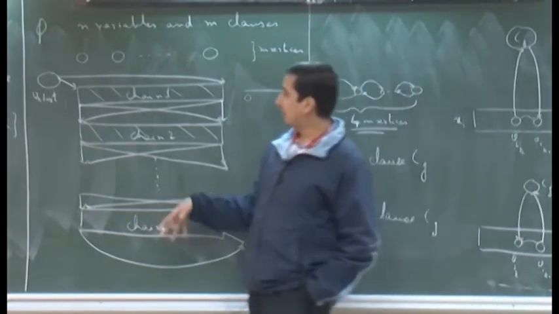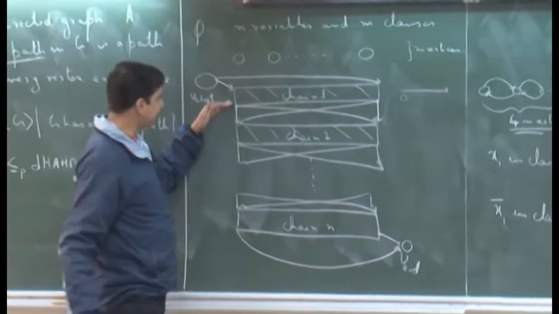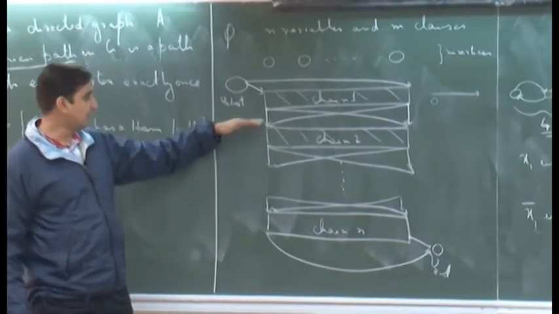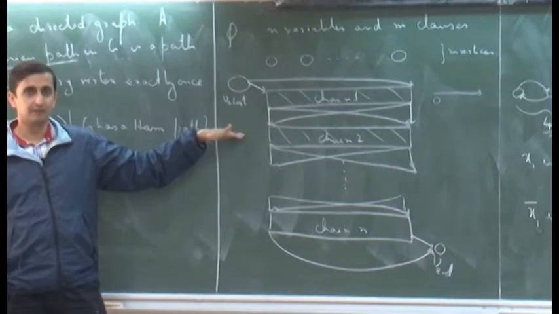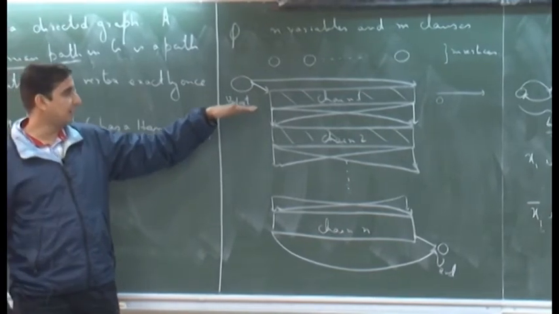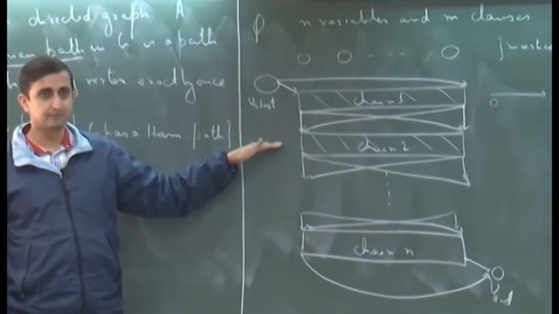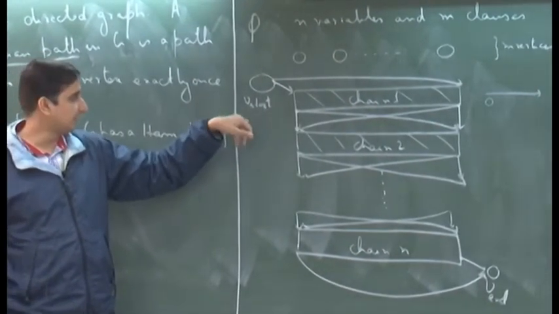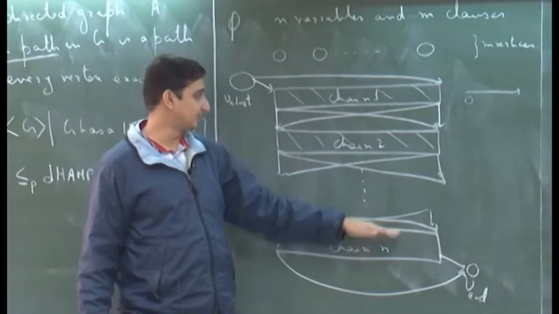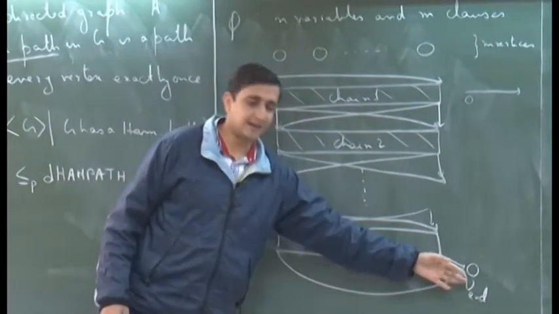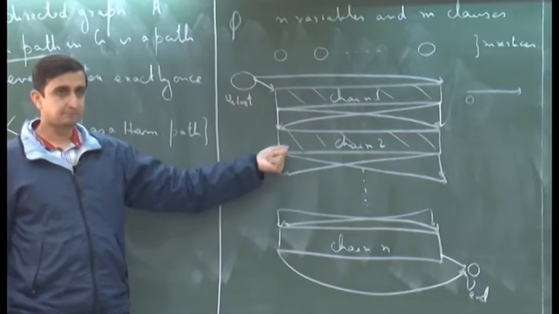Moreover, if you look at the way these chains are designed, you can only go from a chain I to a chain I plus 1. There is no other way in which you can visit the chains. So, any Hamiltonian path that you have must start at chain 1, then go to chain 2, chain 3, all the way up to chain n and then end.